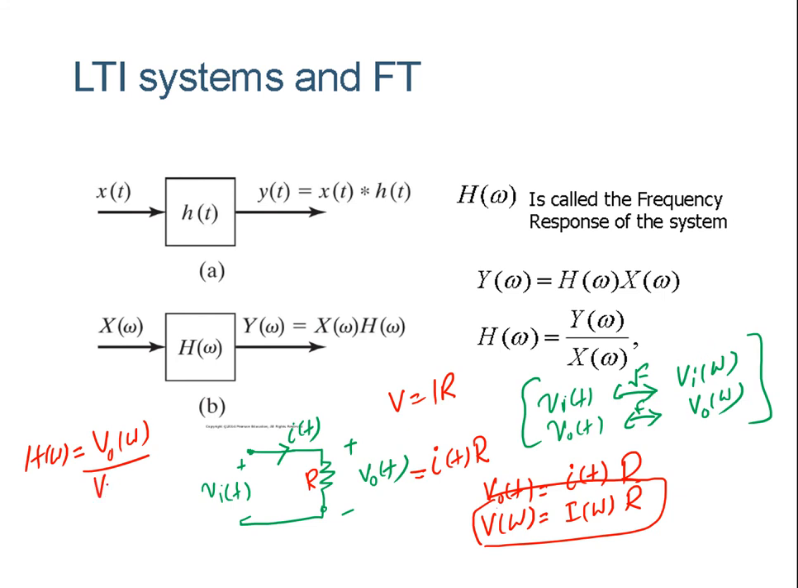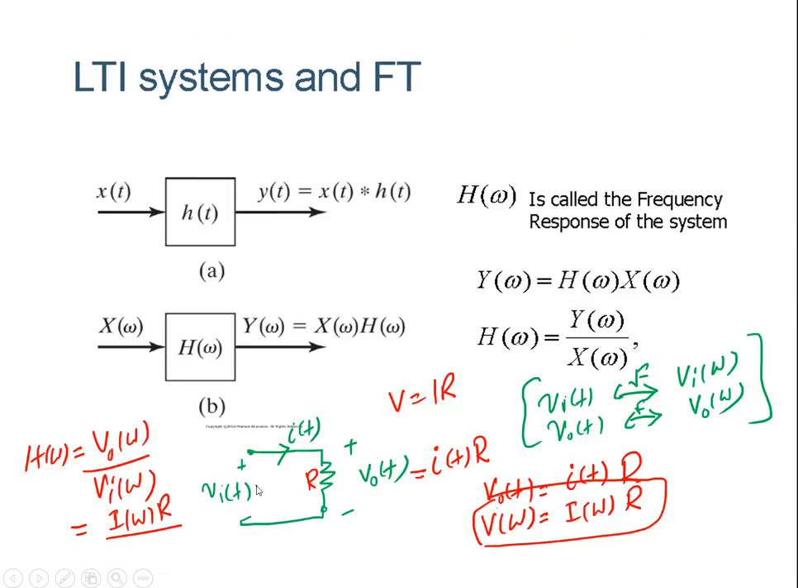Vi of omega. Okay, so what is the output? I of omega into R. And what is the input in this case? What is the input? Input is also the same in this case.